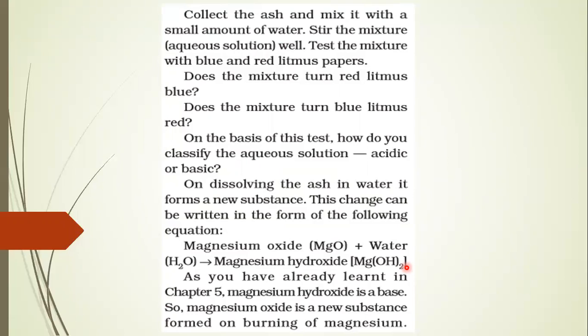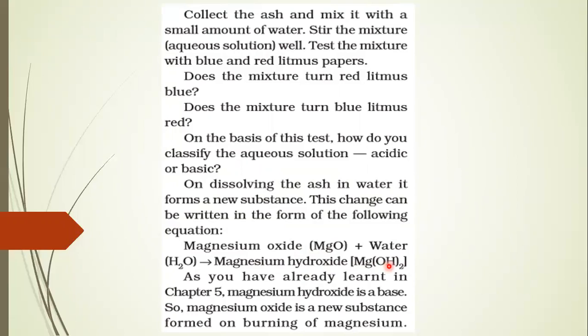Two formulas, two equations you learned here. First, magnesium plus oxygen gives magnesium oxide, that is Mg plus O2 gives MgO. Now the second equation: MgO, magnesium oxide, plus water. The water formula is H2O. So MgO plus H2O gives Mg(OH)2.